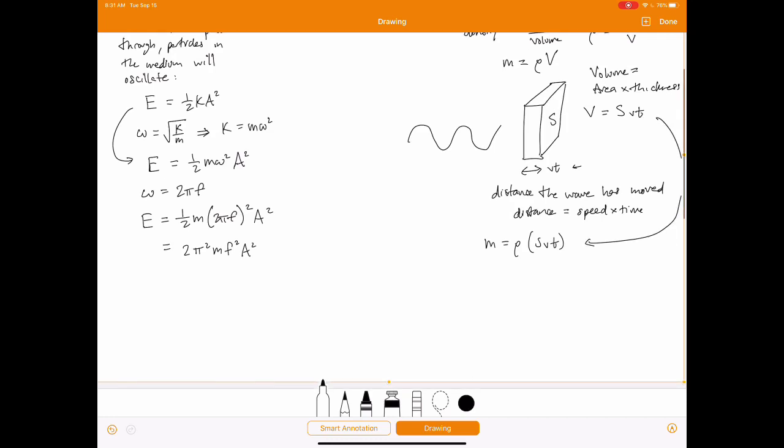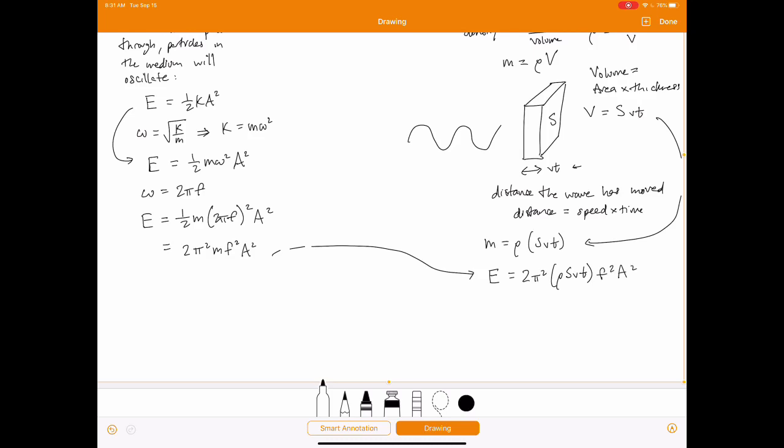And then finally, remember our expression for energy has the mass term in there. So let's sub in for mass what we just figured out over here. Energy is equal to 2 pi squared. Now the mass is going to be rho times S times v times t. And then we'll have f squared times A squared.